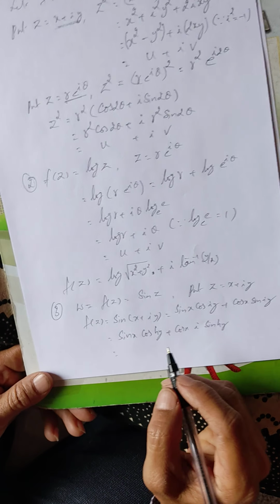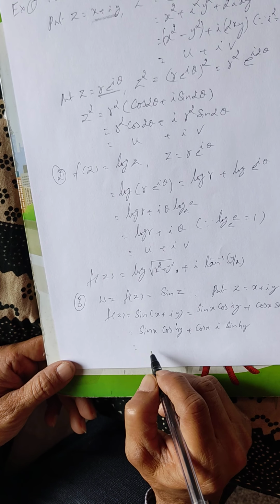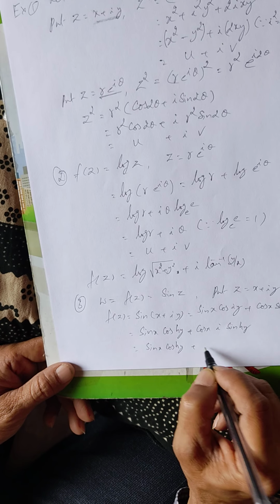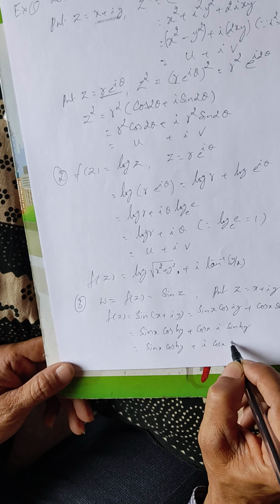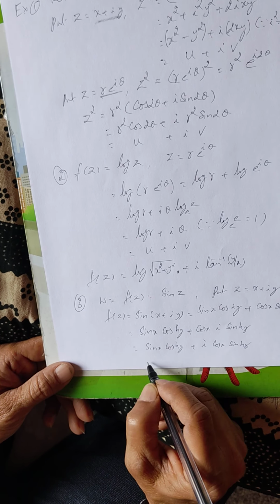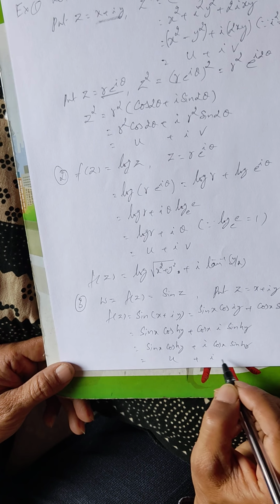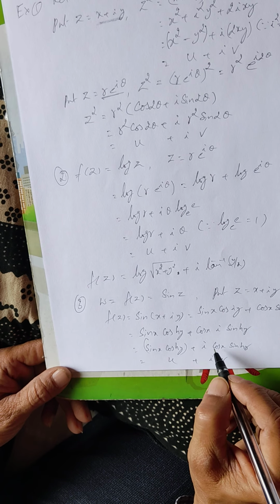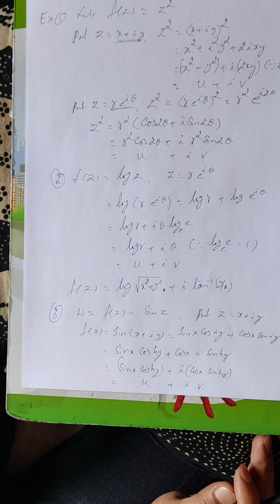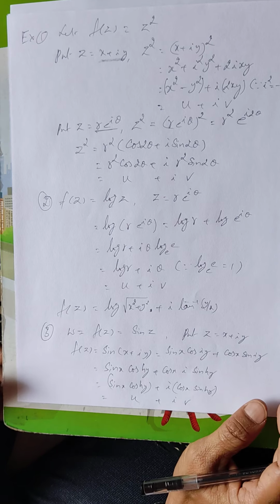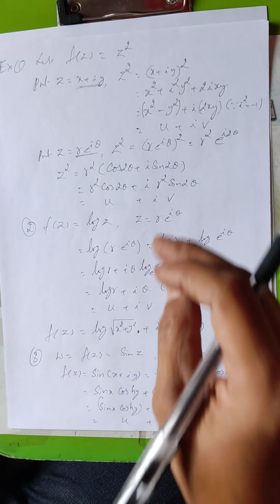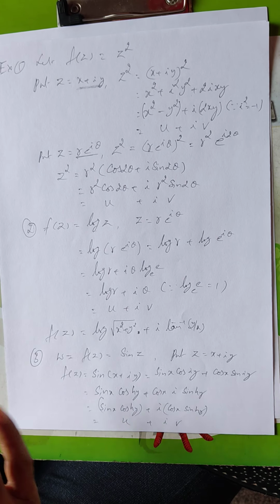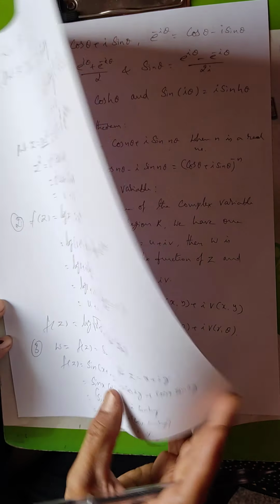So that is equal to, you write in the form of u plus iv. So sin x cos hy plus i into cos x sin hy, which is in the form u plus iv. Where sin x cos hy is the real part, and cos x sin hy is the imaginary part. So these are a few examples where the given complex valued function f of z can be put in the form of u plus iv. Okay.